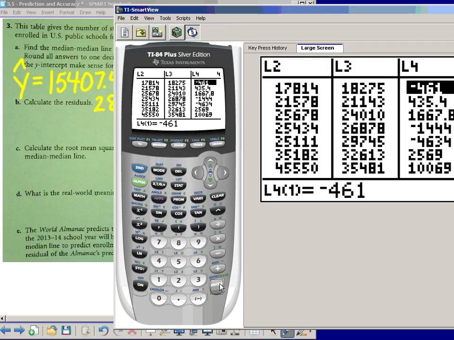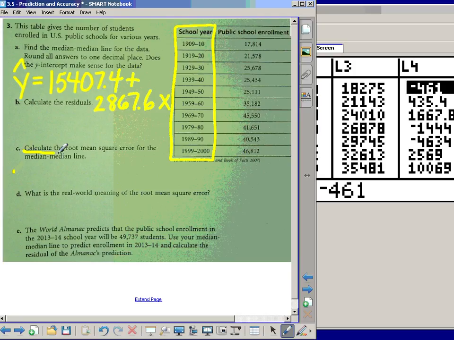Now, I'm not even going to write those down. I have them in my calculator. I'm not going to waste time writing them down for part B. The next part is part C. Calculate the root mean square error for the median line. Now, as you know from class, we basically take that phrase, root mean square error, and work backwards. We find the error, then we square those errors, then we find the mean of those squares, and then we square root. And that gives us the root mean square error that we're going to find.